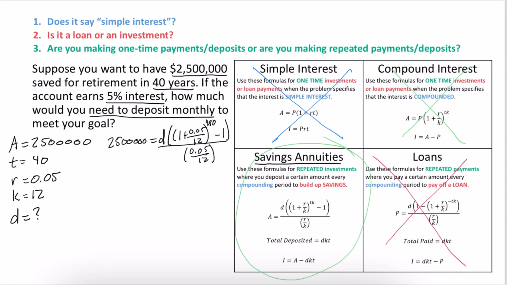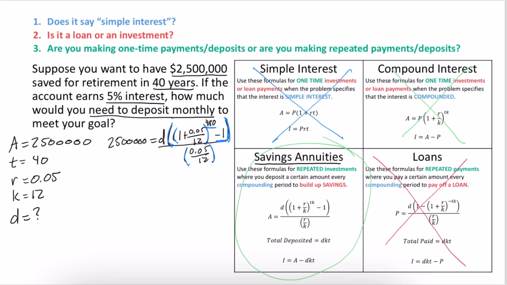And when I simplify it, I would start off by finding my innermost set of parentheses and simplifying that. So I divide 0.05 by 12, add 1, then raise that result to 480, take that result and subtract 1, and that would give me all of the stuff in this big set of parentheses. Then I would take that result and divide by the division of 0.05 divided by 12. And remember to put that in parentheses when you type that into your calculator.